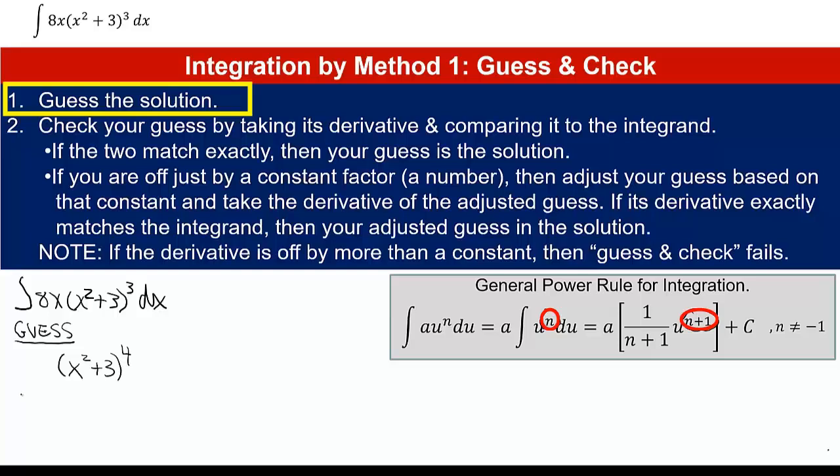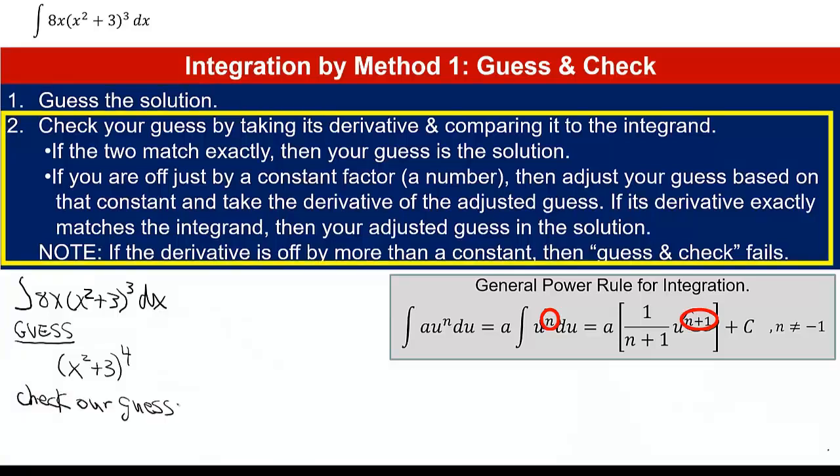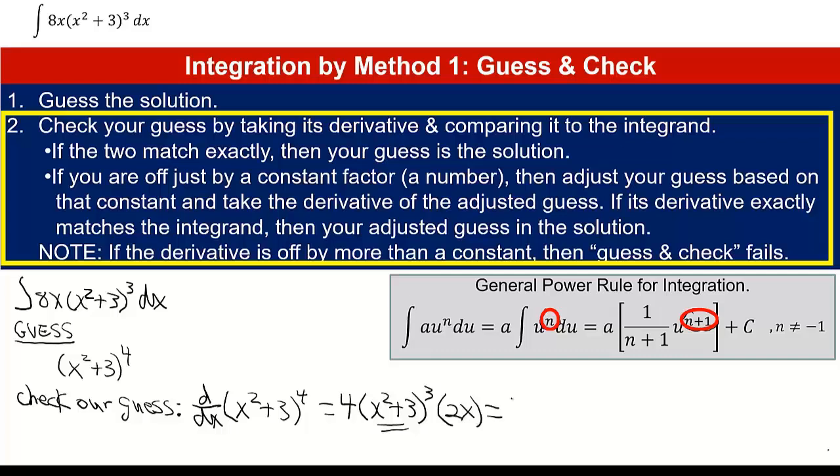So what do we do next? Of course, we check our guess. How do we check our guess? We take the derivative of it and see if it matches the integrand that we started with. So the derivative of the quantity x squared plus 3 raised to the 4th power would be 4 times the base raised to the 3rd power, and then take the derivative of the inside and you get 2x. Simplifying gives us 8x times the base, which is x squared plus 3, raised to the 3rd power.